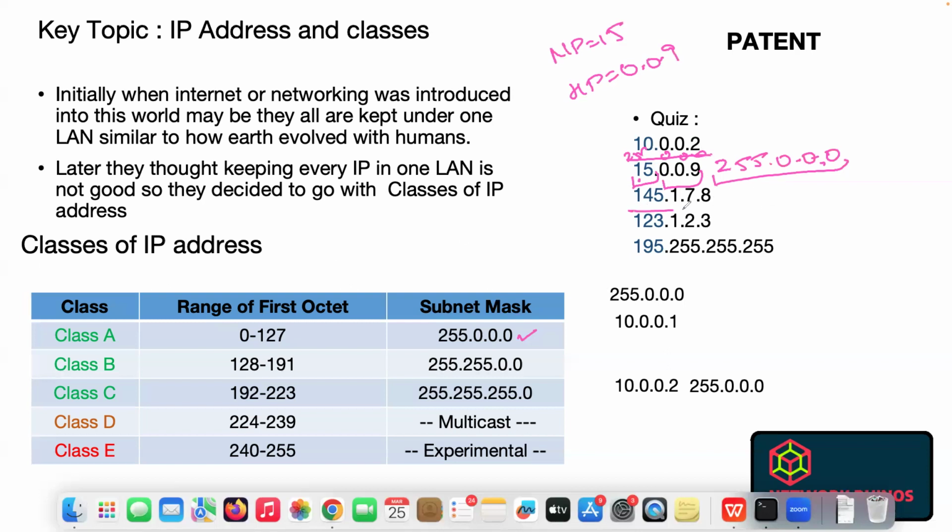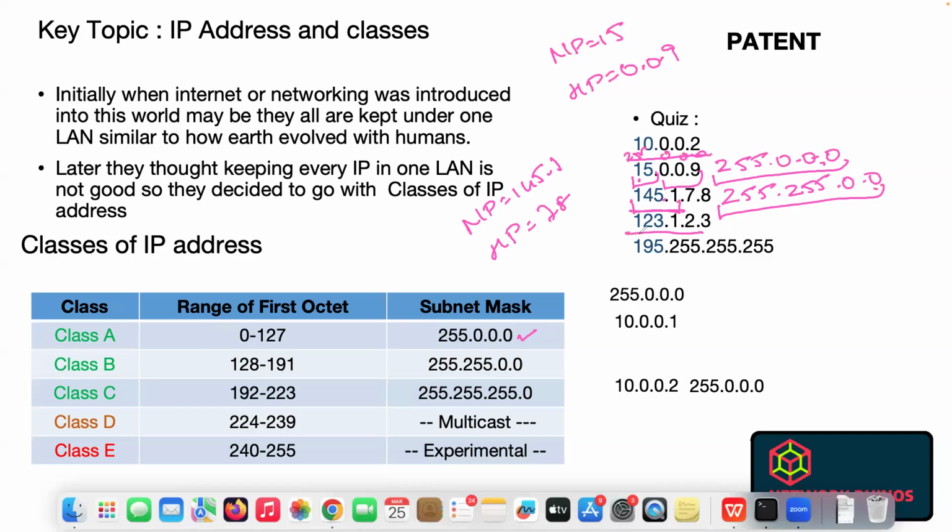Let's try one more time. This is the first class, A or B? 145. B. So what will be the subnet mask? 255. So take this, put it on top of this. Below 255, what will I get? 145.1, right? So the network portion is 1. The host portion will be 7. Easy.